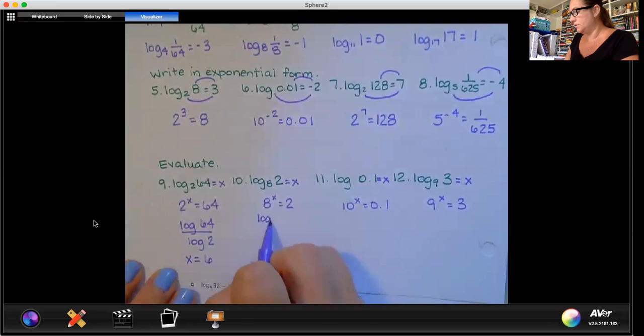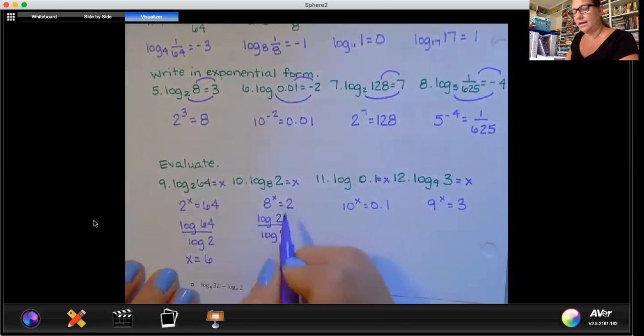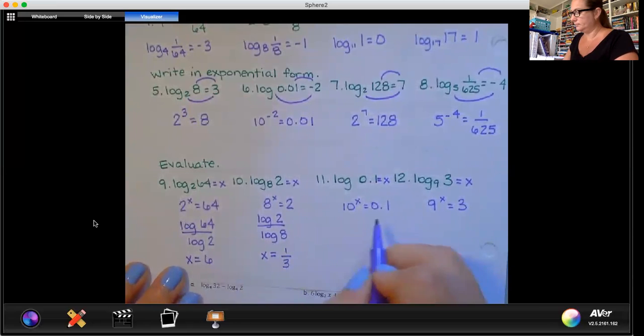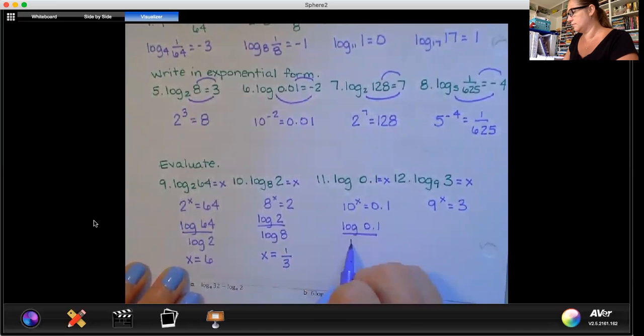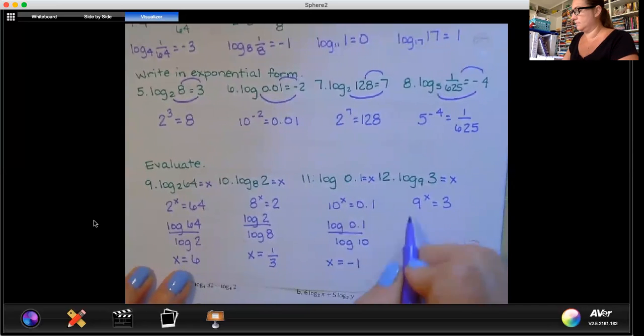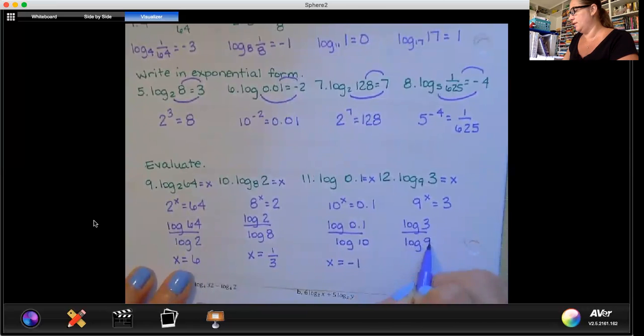So log 2 divided by log 8. Some of you can look right at that and get your answer. If you can't, use your change of base. You get 1/3. So you've probably already figured out number 12.